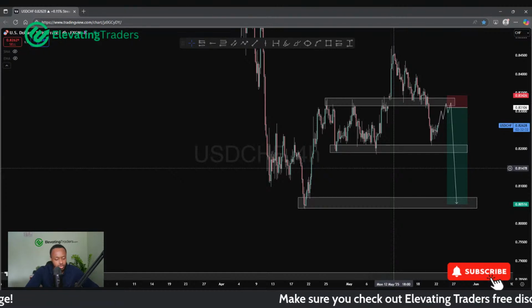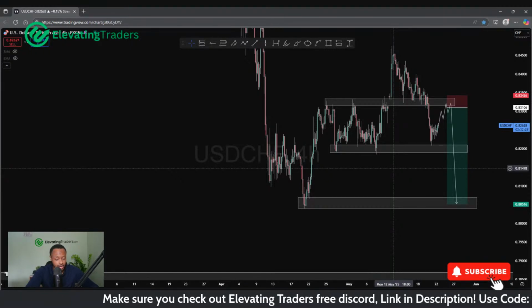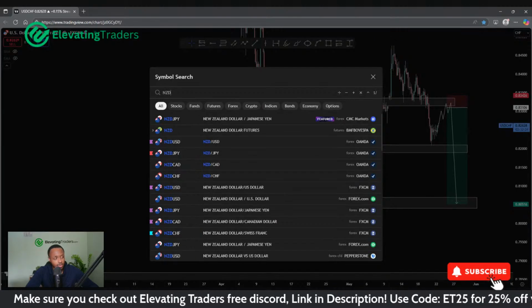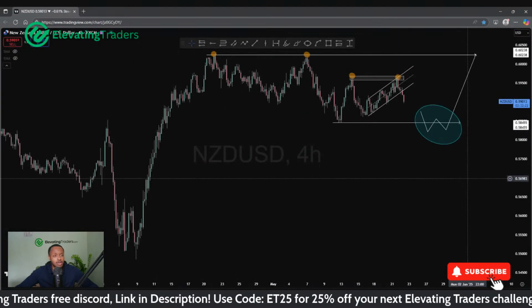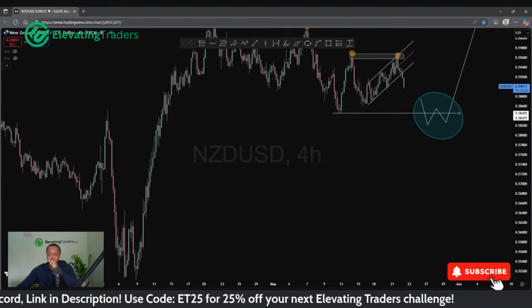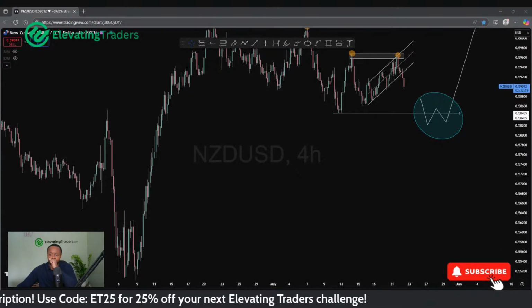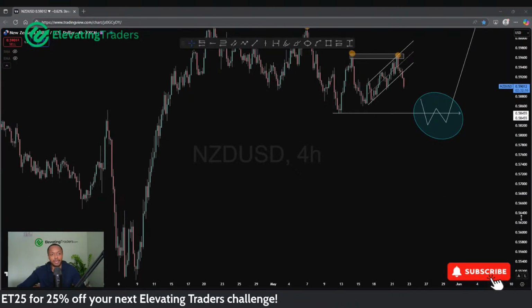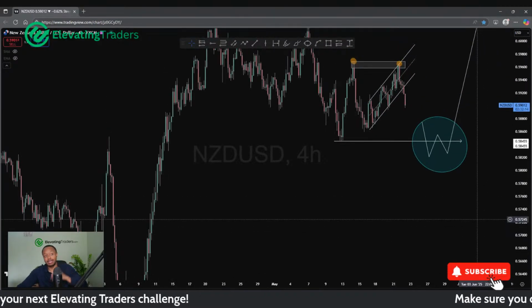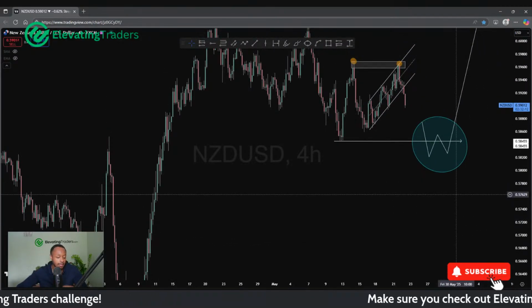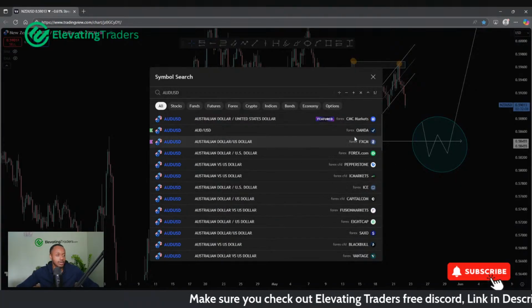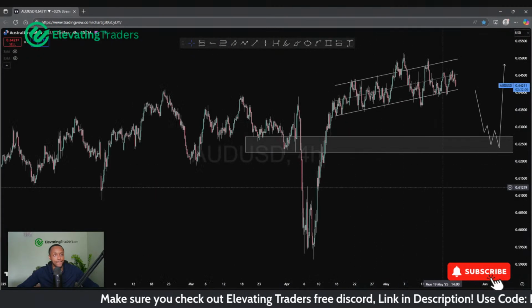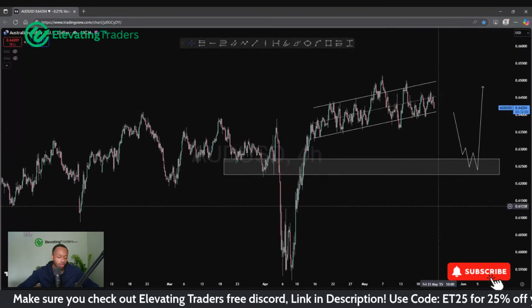I'm struggling with the USD pairs for now, maybe apart from dollar CHF. I think NZD is the only one that actually looks respectable right now, because I know we're not too far away from a setup, so that is definitely something likely. Aussie dollar, we are very far away from a setup, so yeah, nothing really to report on there.